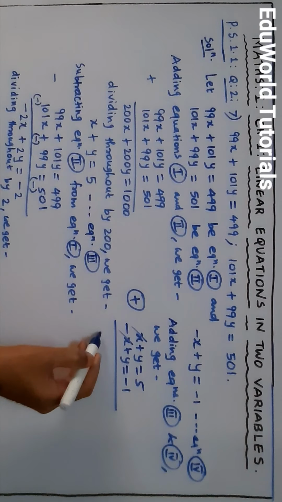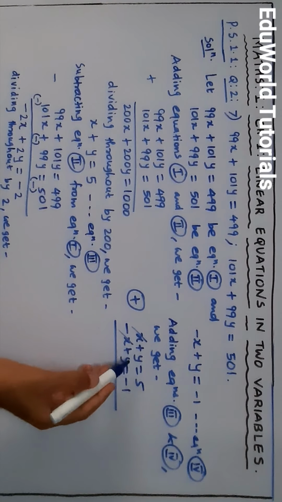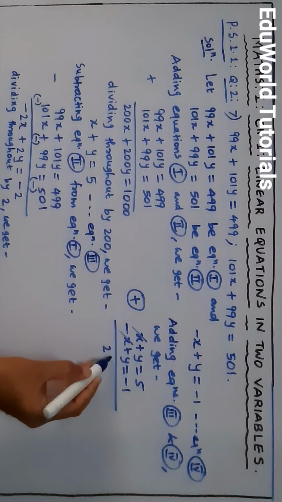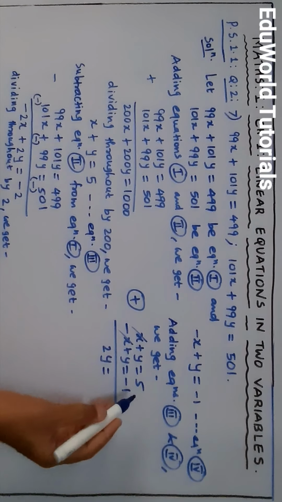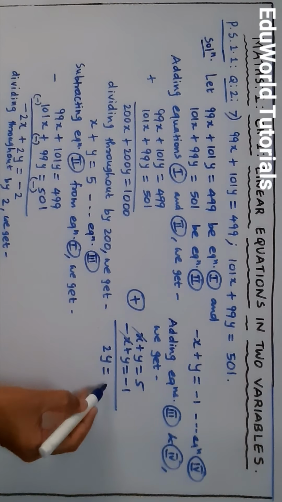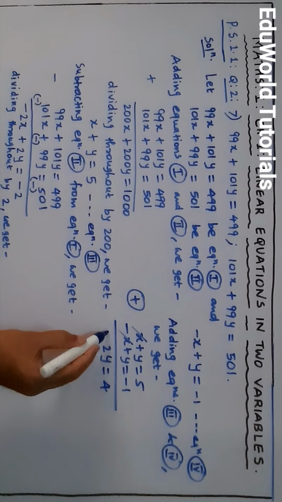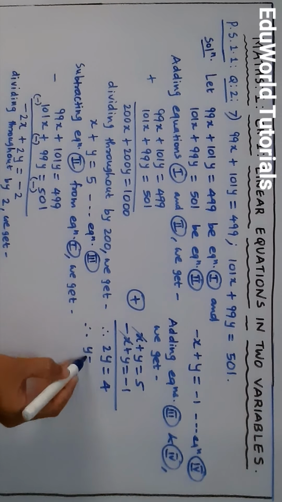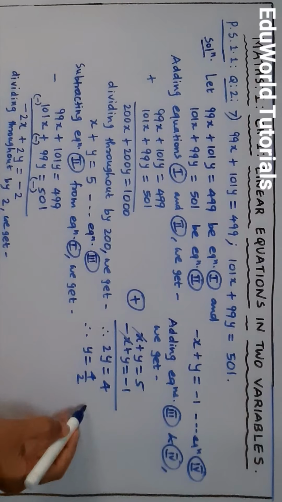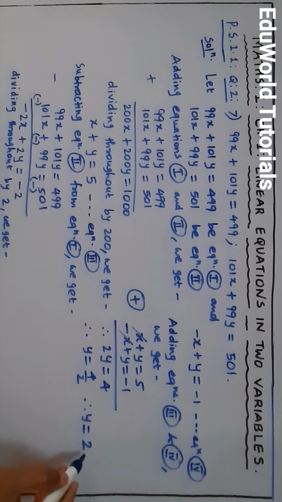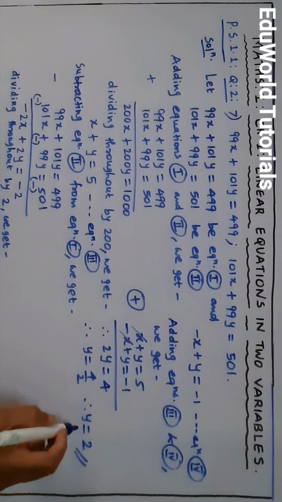So we don't write anything here. But positive 1y will give you positive 2y, and 5 plus minus 1 is 4. So we get y equal to 4 upon 2, and therefore y is equal to 2. This is our one variable, y equal to 2.